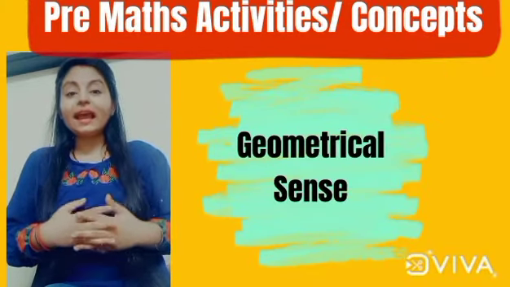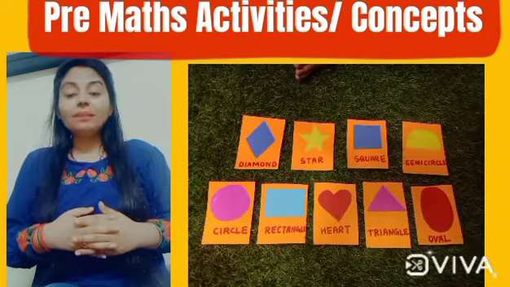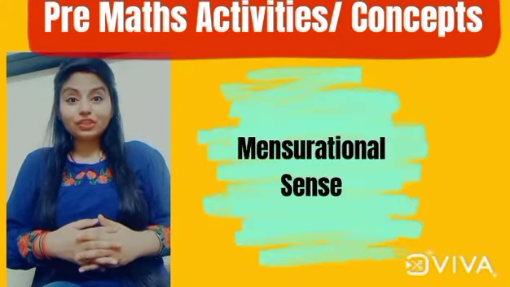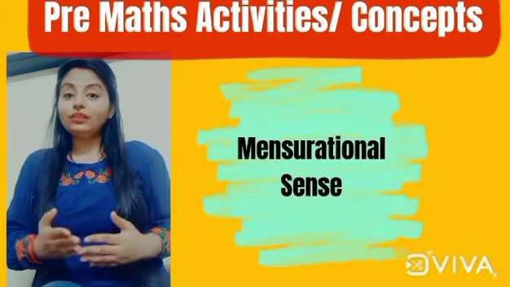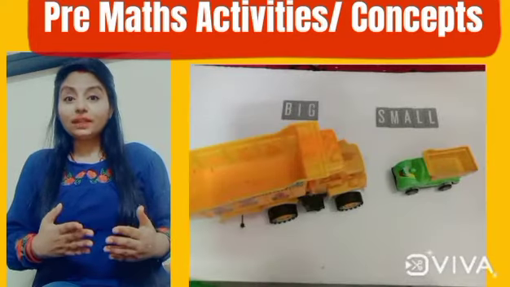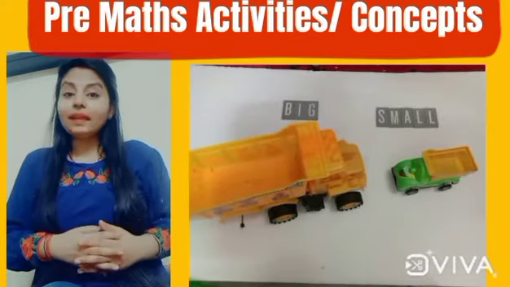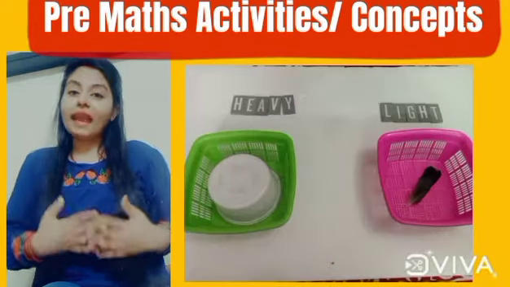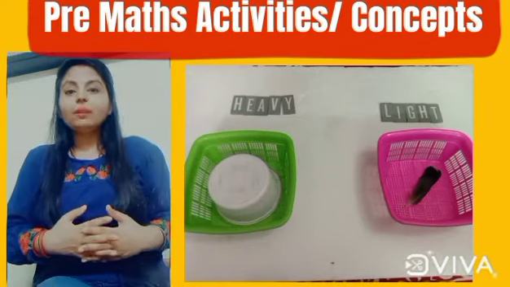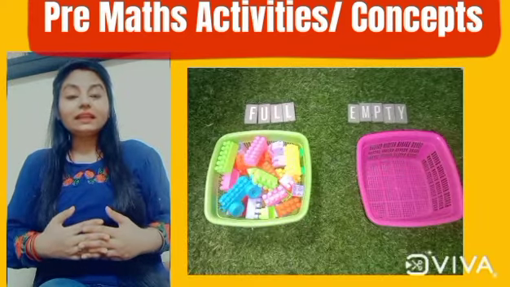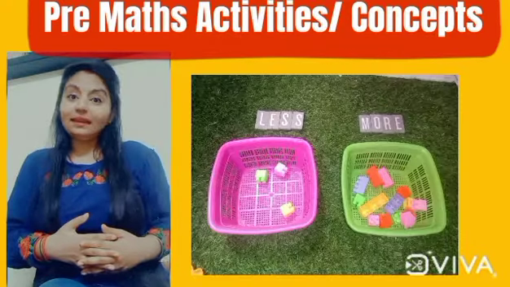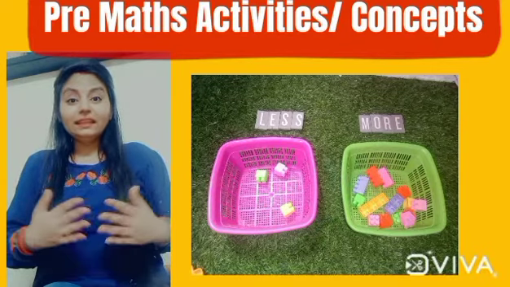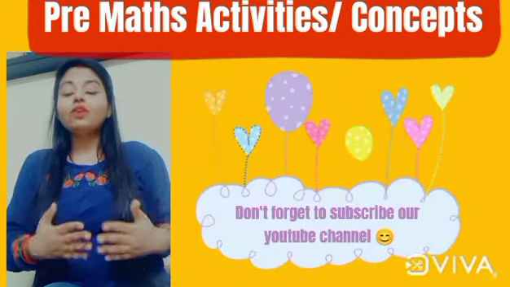The third one is the geometrical sense. It includes activities and concepts like shape identification, shape sorting and shape creation. And the fourth one is the mensurational sense. It includes comparison of objects on the basis of their size, like big and small, their height, like short and tall, and their weight, like heavy and light, and also measuring activities like the concept of full and empty, and more and less. I'm gonna perform all these activities in this video.